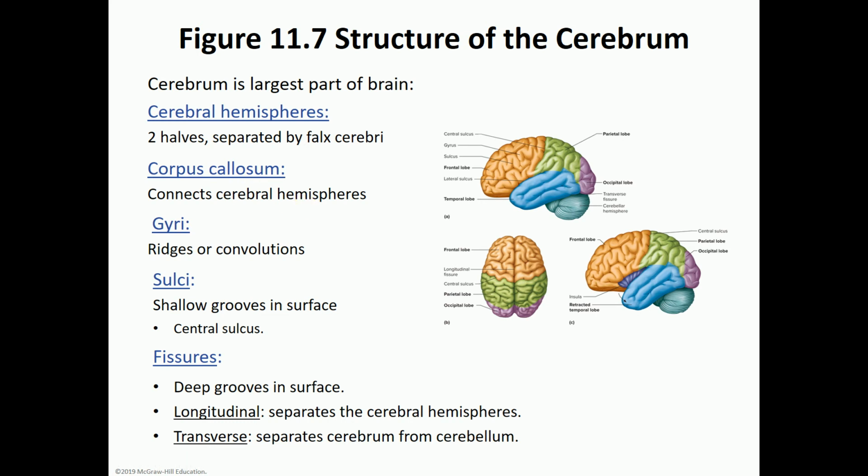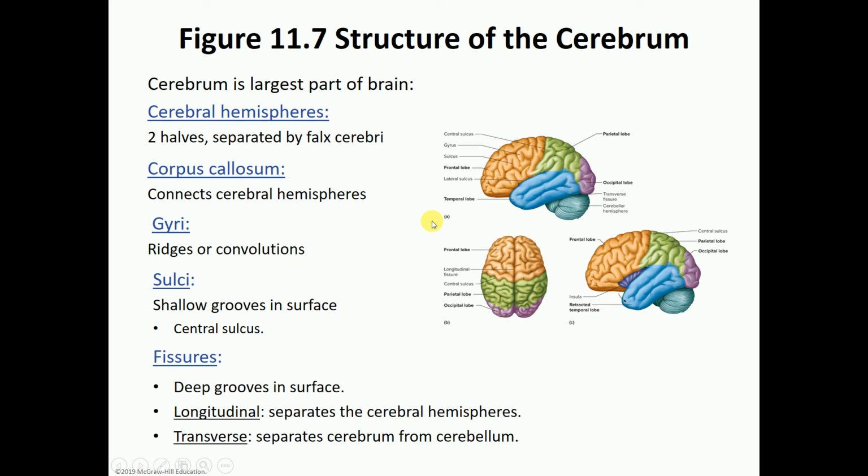Now we have ridges or convolutions, and those are known as the gyri, or gyrus, which is just one. It can also be pronounced gyrus. We also have the grooves. The shallow grooves are known as sulci. Sulcus would be one. Okay. One of the most important sulci you want to remember is the central sulcus, which is this sulcus right here. And that separates the frontal lobe from the parietal lobe.